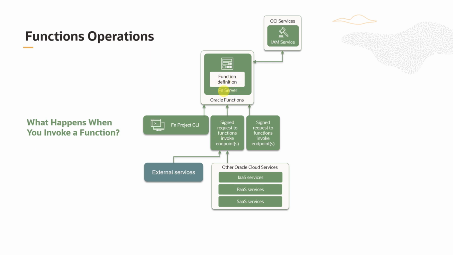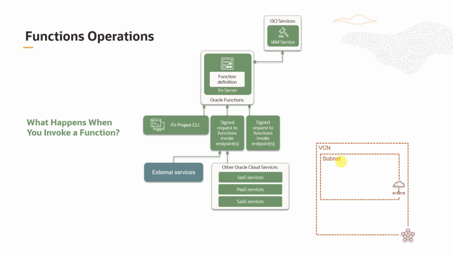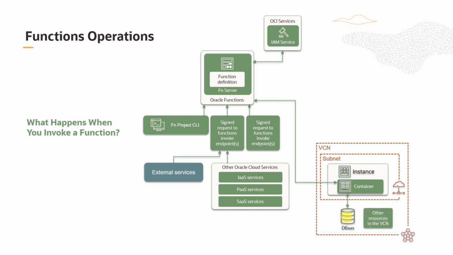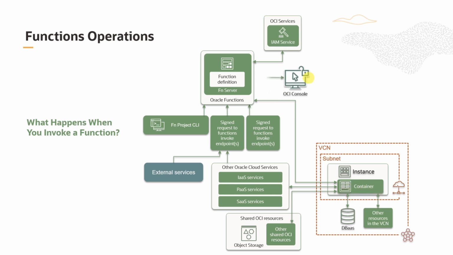The request is then passed to the FN server, which uses the function's definition to identify the container image from the container registry. The function is executed by running the image as a container on an instance within a subnet associated with the function's application. While executing inside the container, the function can interact with other resources and services within the same subnet, such as database as a service. It can also access shared resources like object storage and other Oracle Cloud services. The maximum execution time of the function can be specified in the function.yaml file or through the console.